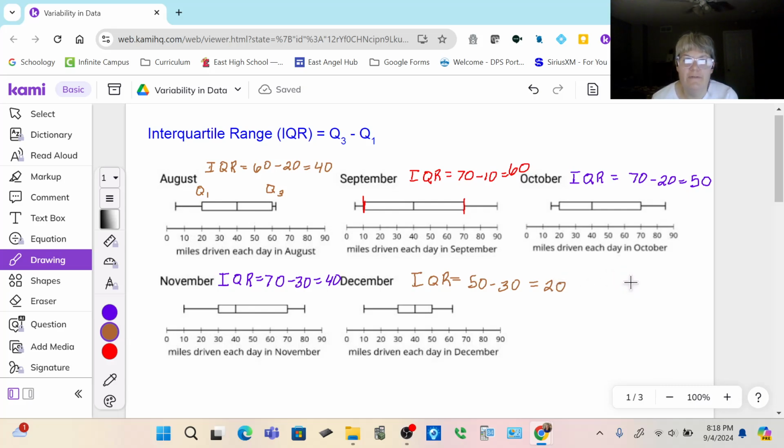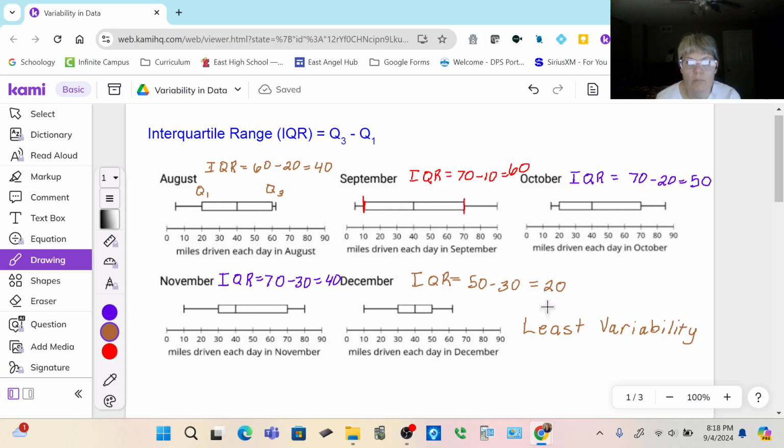So looking at these values, I would say that December has the least variability because it has the lowest interquartile range value. So most of the data, or I should say 50% of the data, is right around our median. That's the other thing about these box plots. These box plots contain the middle 50% of the data.